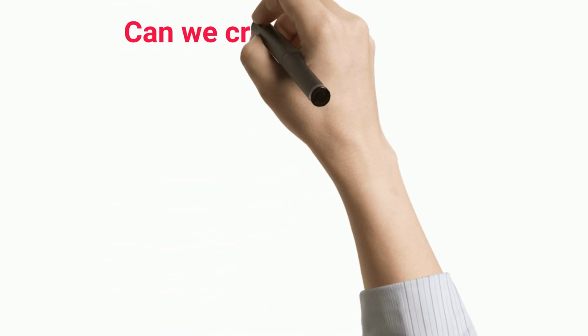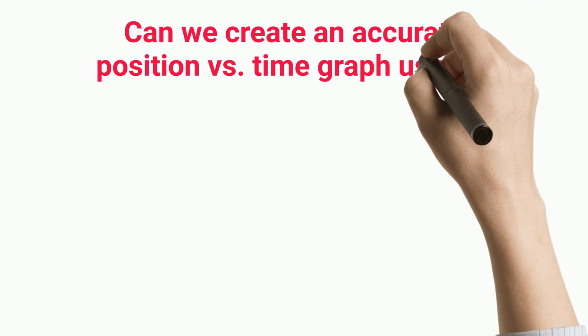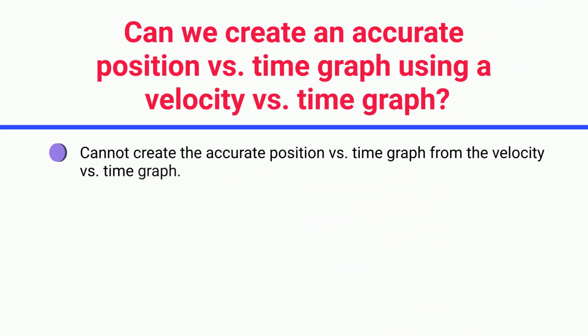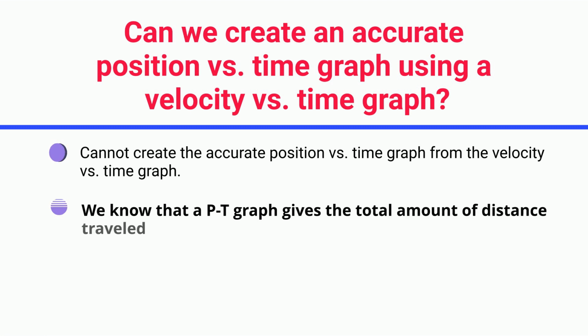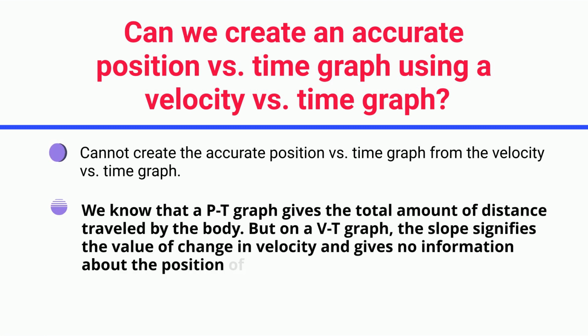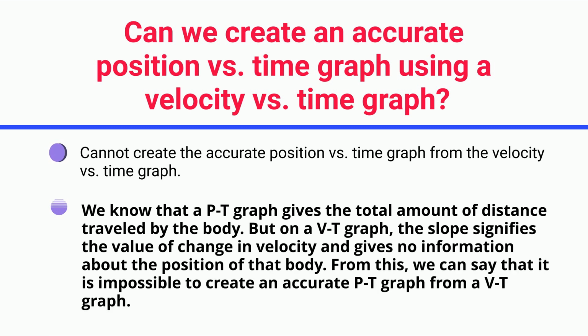Can we create an accurate position versus time graph using a velocity versus time graph? We cannot create an accurate position versus time graph from the velocity versus time graph. We know that a PT graph gives the total amount of distance traveled by the body. But on a VT graph, the slope signifies the value of change in velocity and gives no information about the position of that body. From this, we can say that it is impossible to create an accurate PT graph from a VT graph.